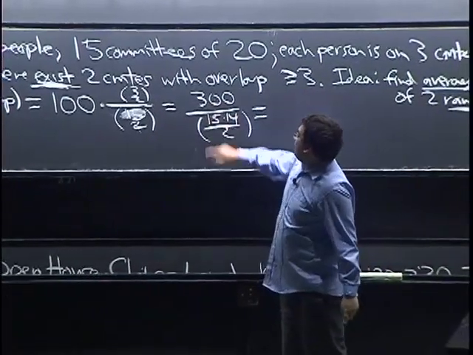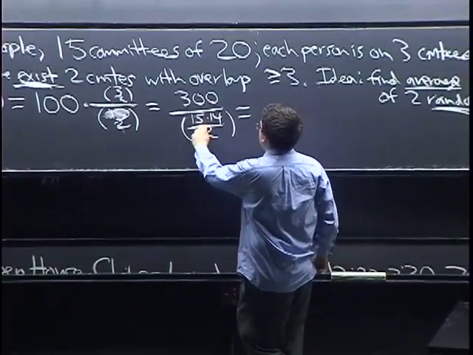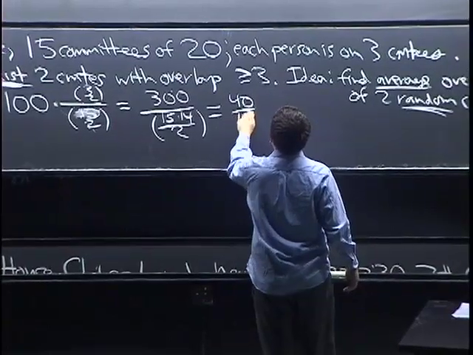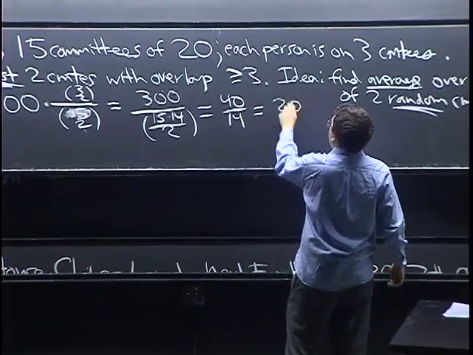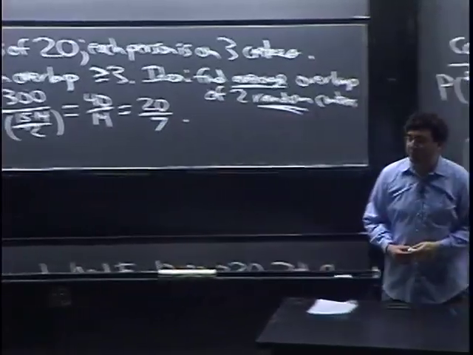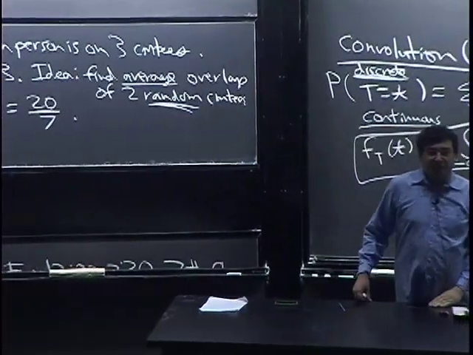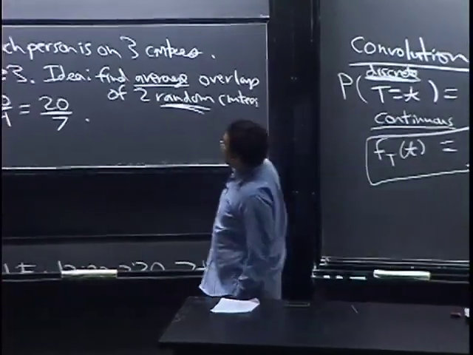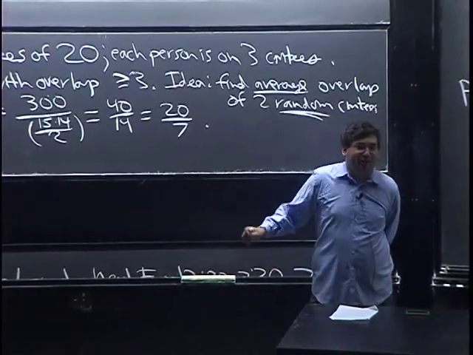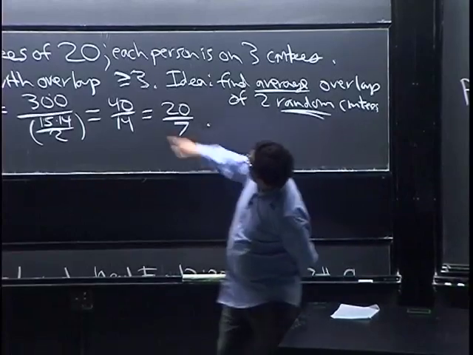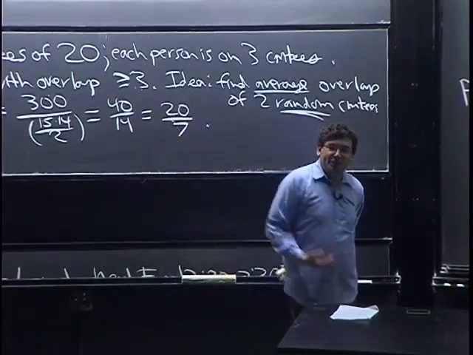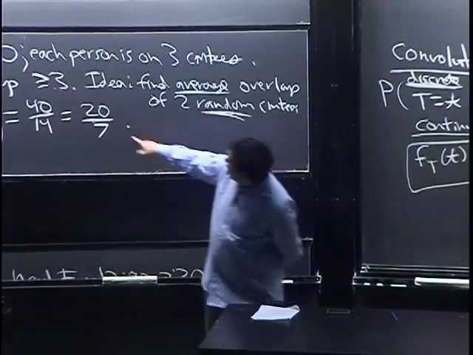300 divided by 15 is 20. The 2 comes up, so it's 40 over 14, which we can simplify as 20 over 7, if I did the arithmetic correctly. Now it looks like we came a little bit short. It's almost good enough, because we wanted at least 3, and we only have 20 over 7. And if only it were 21 over 7, then we'd be so happy.